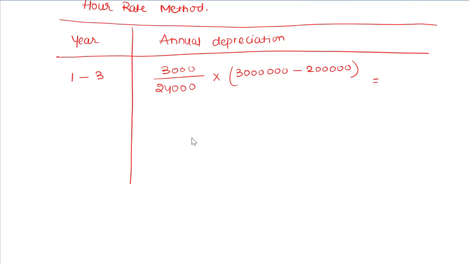Quickly solve it. 3,000 divided by 24,000 multiplied by 28 lakhs. It is rupee 3,50,000. So the annual depreciation from first year to third year is 3,50,000.